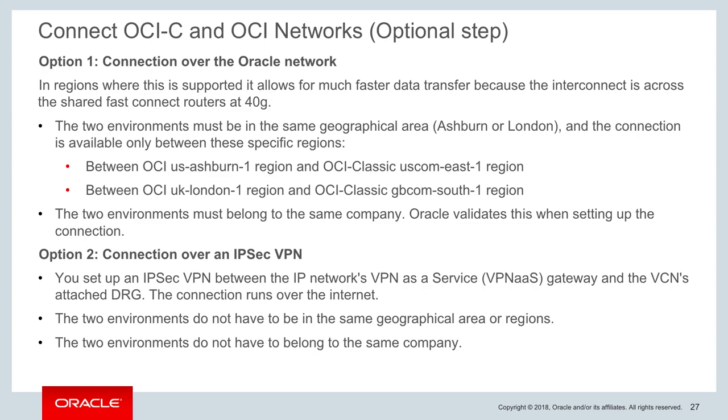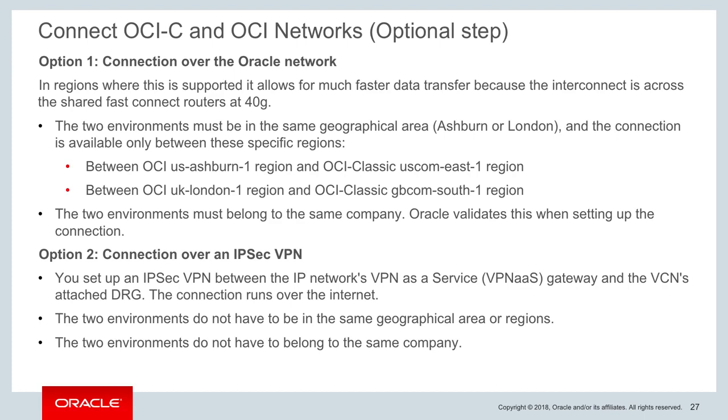One key thing to note here is the two environments must be in the same geographical area, Ashburn or London, and the connection is available only between these specific regions, between OCI US Ashburn 1 region and the OCI Classic US COM East 1 region, and between OCI UK London 1 region and OCI Classic GB COM South 1 region. And the two environments must belong to the same company, and we will validate this when setting up the connection.